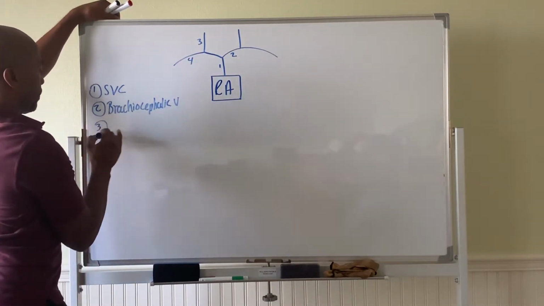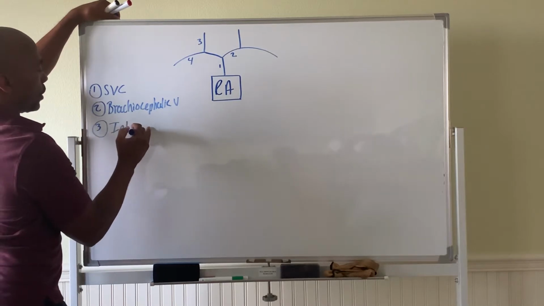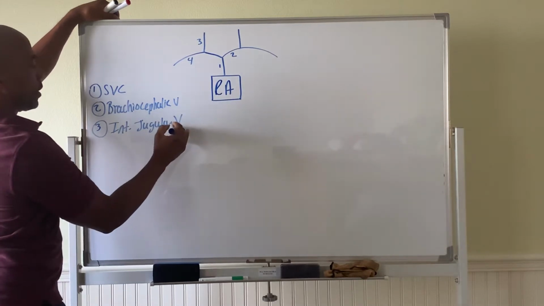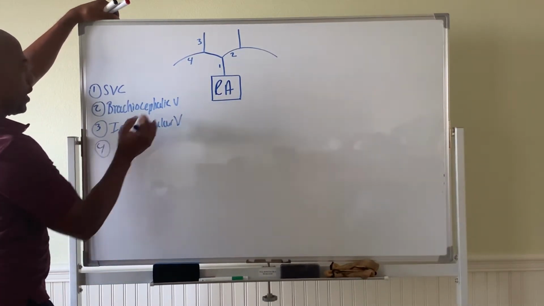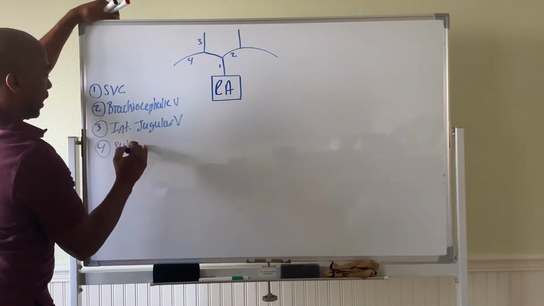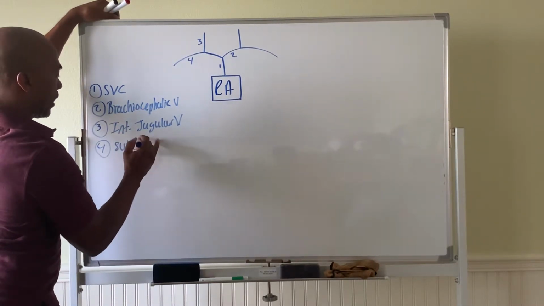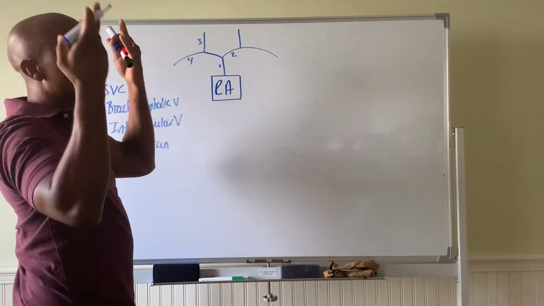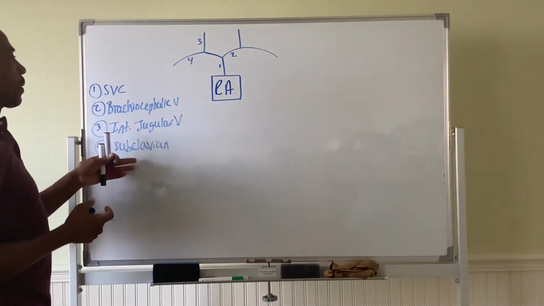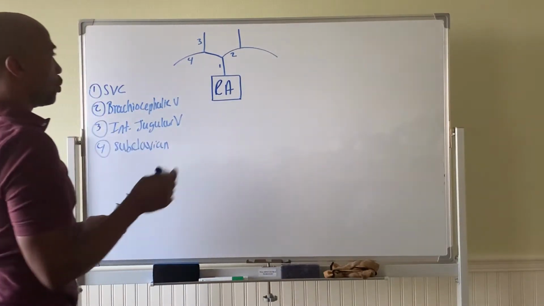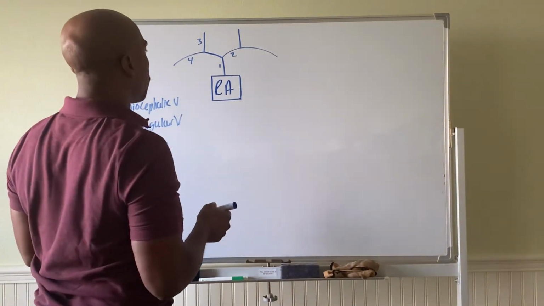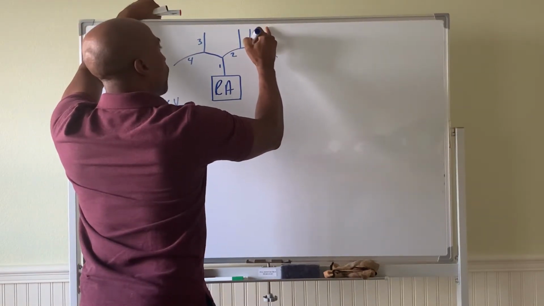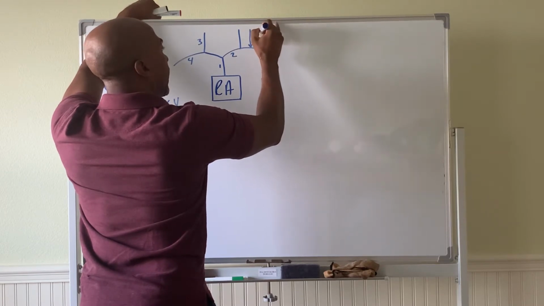So 3 is your internal jugular vein, and 4 is your subclavian vein. Again, same as on the arterial side. Here, the jugular vein drains the brain. The subclavian vein will drain the upper limbs, and you see how that works. Also draining into the subclavian vein are your vertebral vein and external jugular vein.